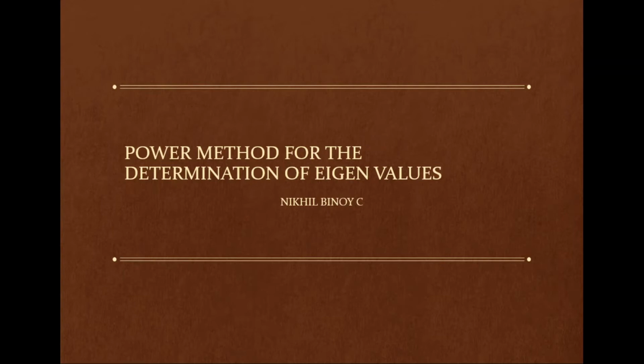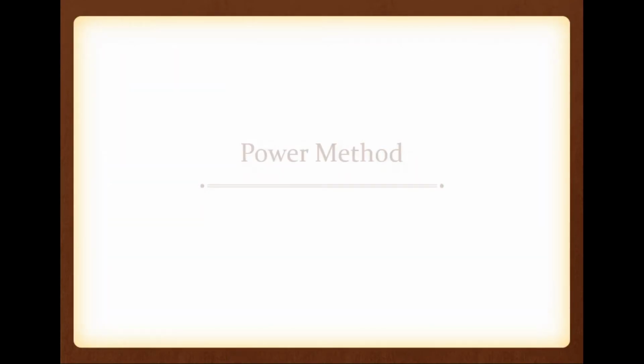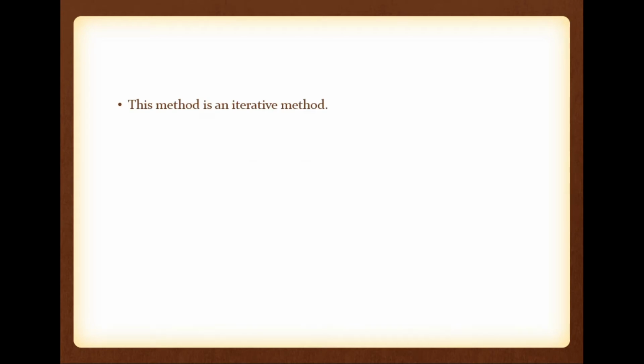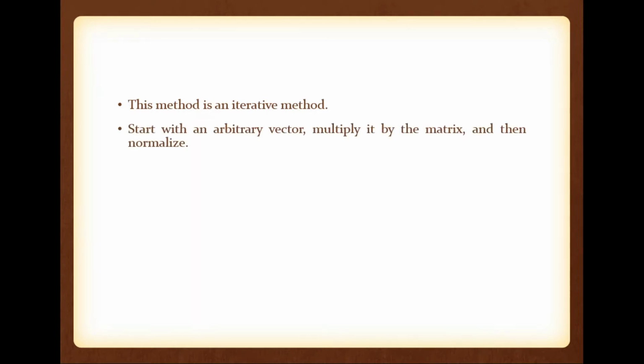So, power method for the determination of eigenvalues. This power method is a method which is used to determine the eigenvalues of a matrix. This method is an iterative method. Power method is an iterative method. Iteratively, it is finding the eigenvalue.